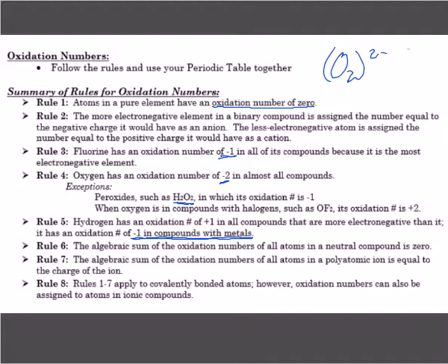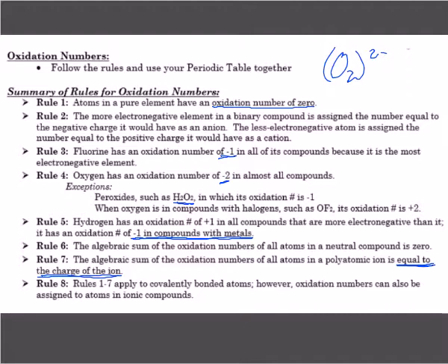Rule 6, the algebraic sum. What does sum mean? Addition. So they all add up to 0. We just talked about that a couple minutes ago. Rule 7, the sum of the oxidation numbers in a polyatomic ion is equal to the charge of the ion. This is why we write them with parentheses, and why we drove that home early in the year: when you have a polyatomic, you've got to have the parentheses, because that negative charge distributes to everywhere inside of it.